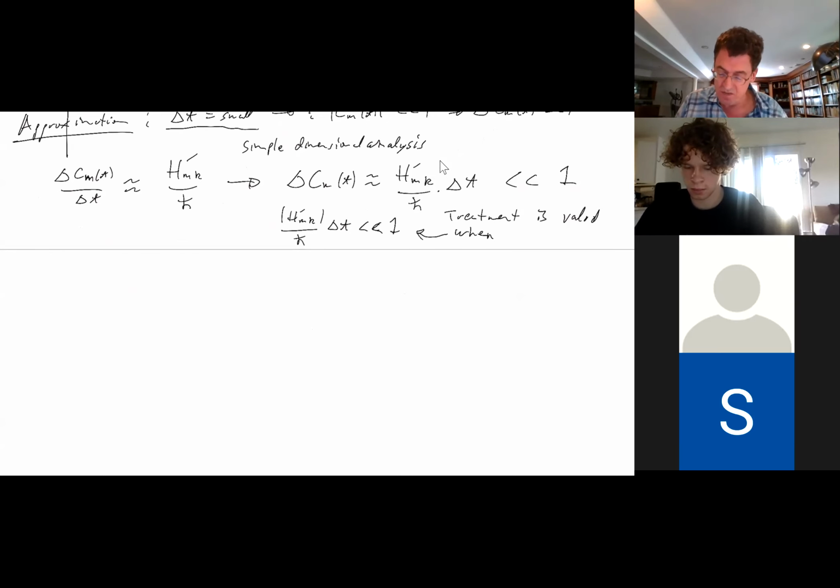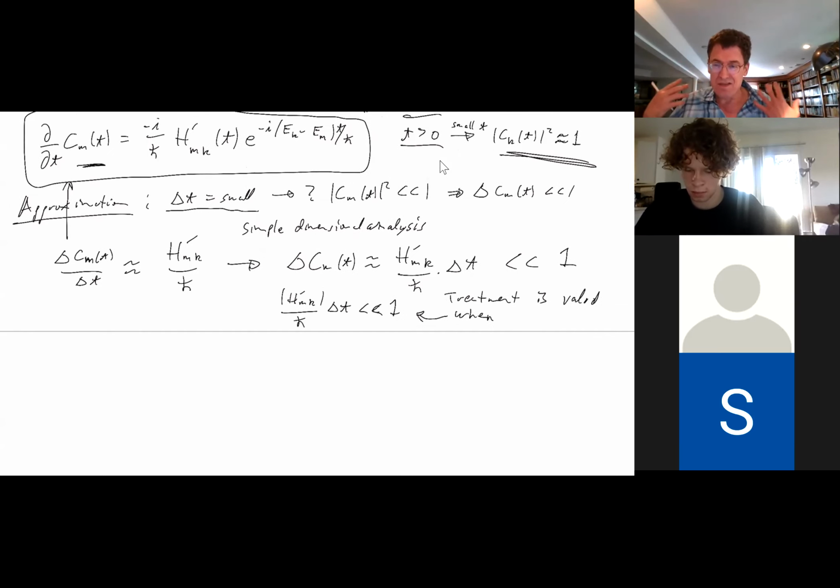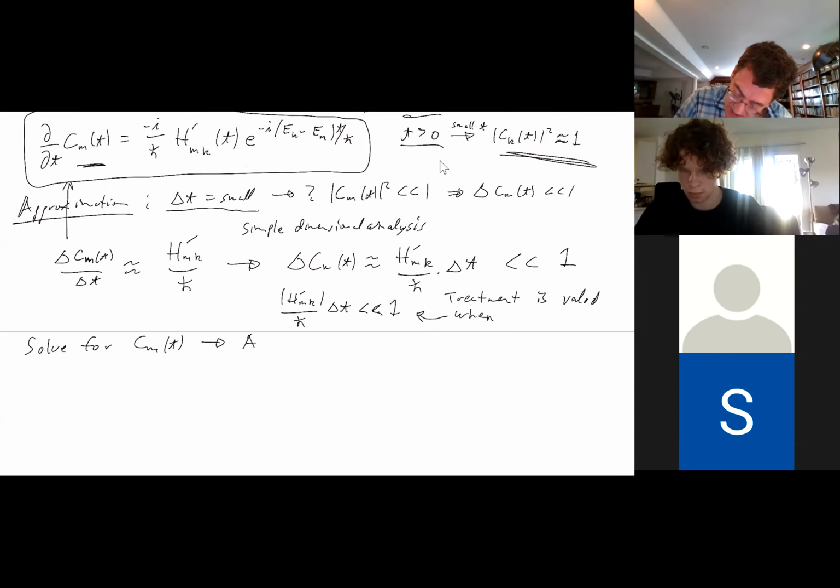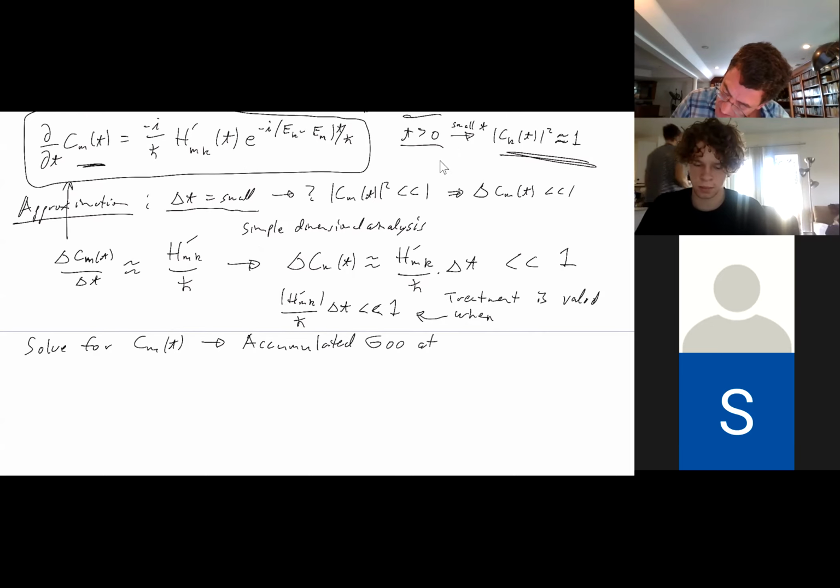Okay, so I just wanted to say that that is the limit of validity of our approximation. But now let's go back to this equation, because what we can do now is solve for the Cm of t. And the Cm of t is basically just the accumulated goo at the end of the game, when the game ends at time t.